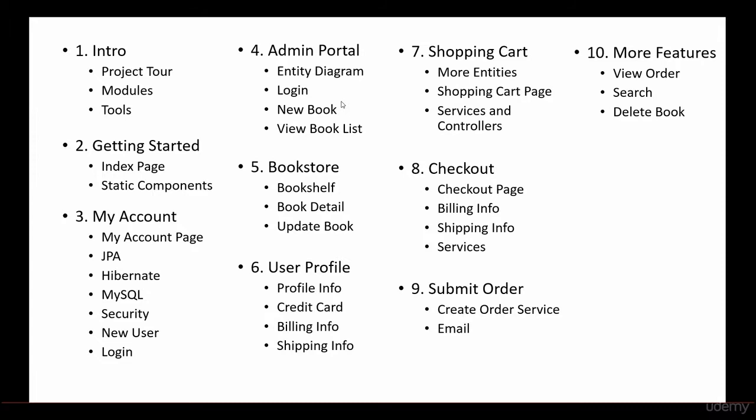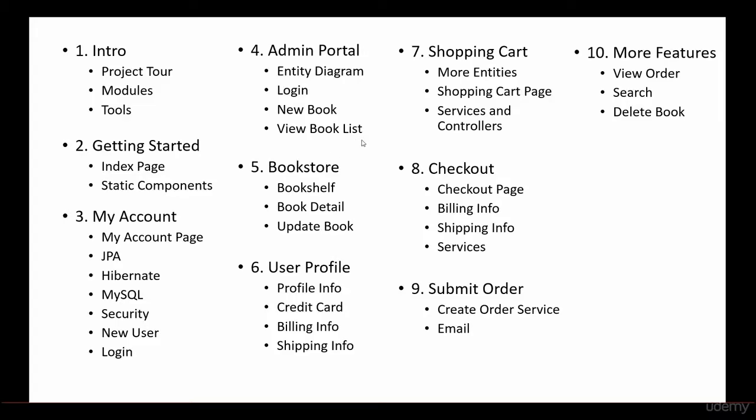So that's a different project. Different server part. The separate backend server deals with the administration part. And we take a look at the whole entity diagram of the entities we're going to build. And then we have the login for the admin portal. In the admin portal, we can start to add a book. So we have this add new book page and its functionalities. We also want to have a book list so that we can view all the books that we have added.